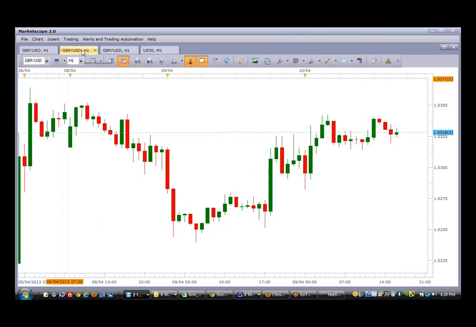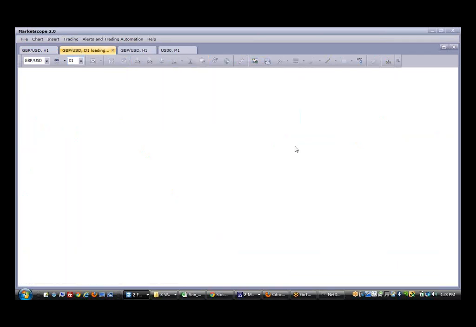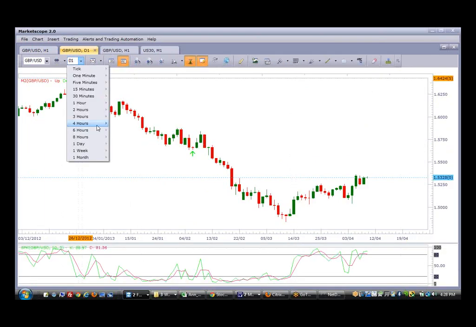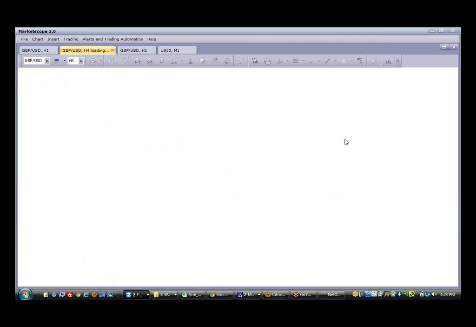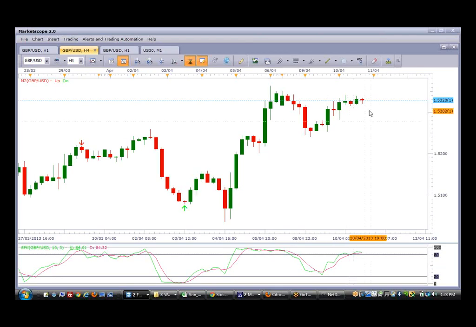For our M2, it's in the overbought area, but there's no setup on the daily. 4-hour chart, also overbought, but there's no setup at this point. 1 hour.